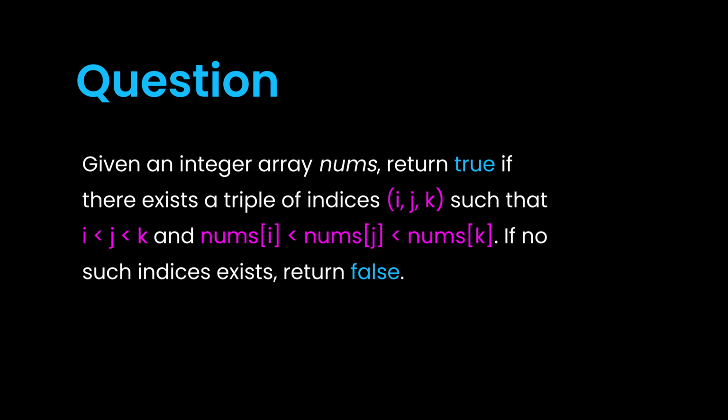The question is, given an integer array nums, return true if there exists a triple of indices i, j, k, such that i less than j less than k, and number at i less than number at j less than number at k. If no such indices exist, return false. This basically means that if in your array there are three numbers in an increasing order, you'll just return true, otherwise just return false. Let's look at some examples and edge cases here.